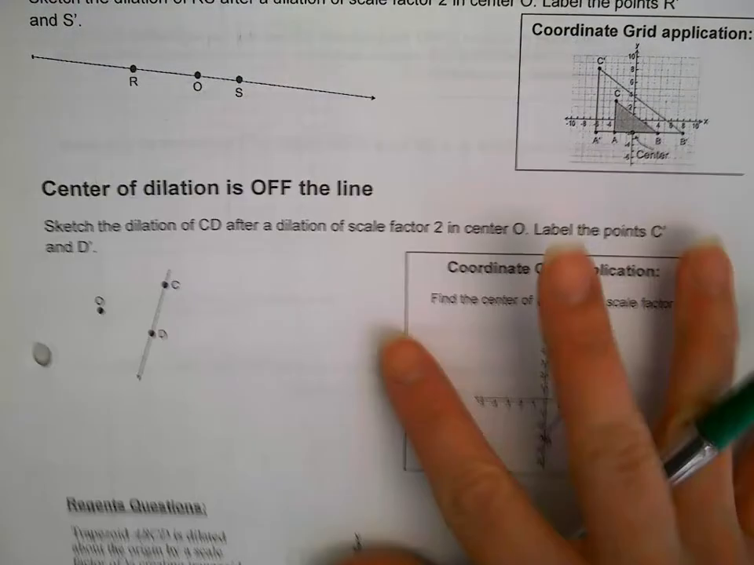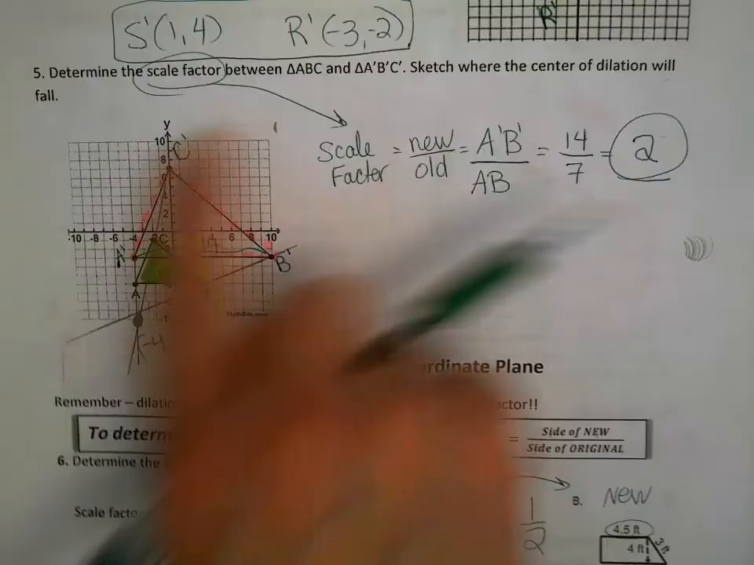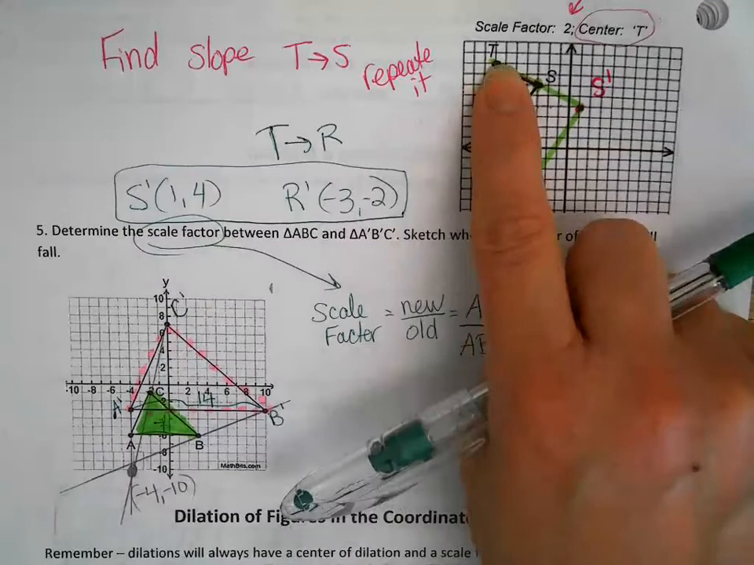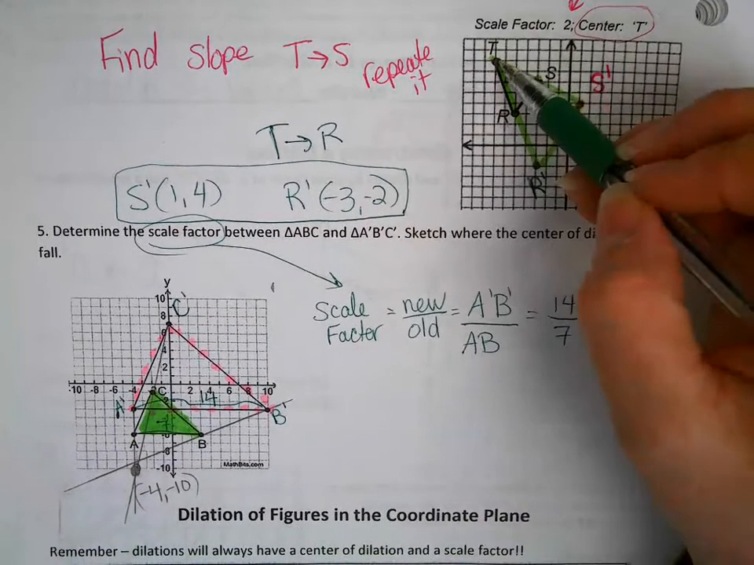Dilating a segment in the coordinate plane. So now those dilations, again, we have this sketched one here for you. This triangle was sketched in the coordinate plane for us. We had the center of dilation and we got bigger from there.